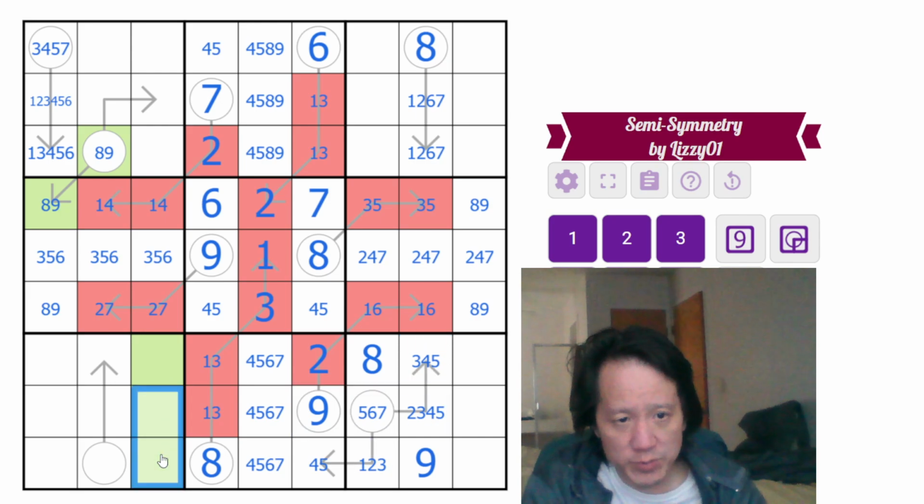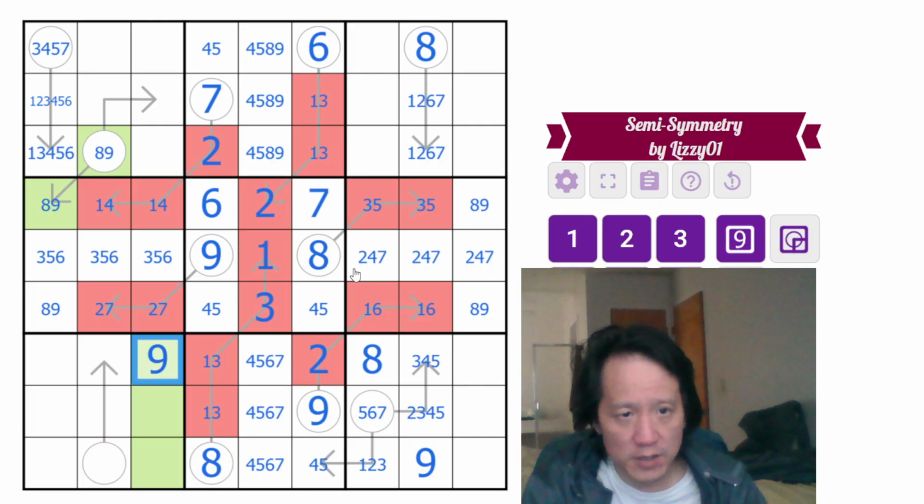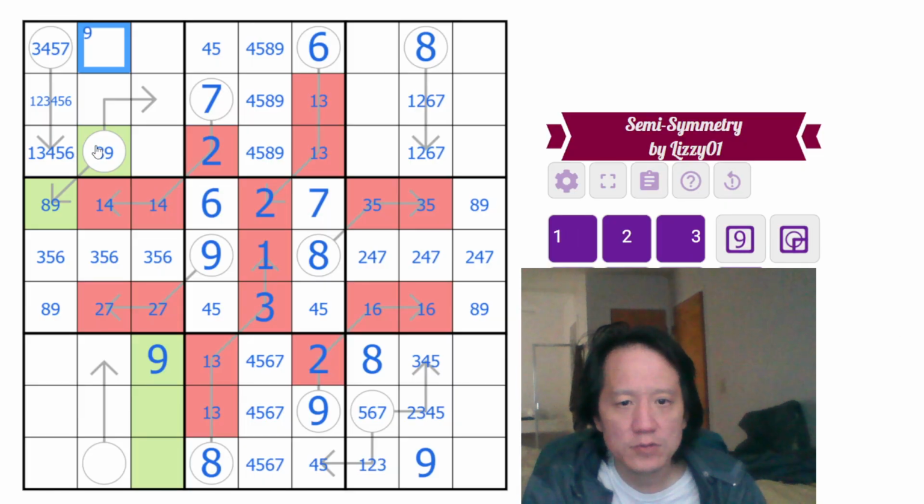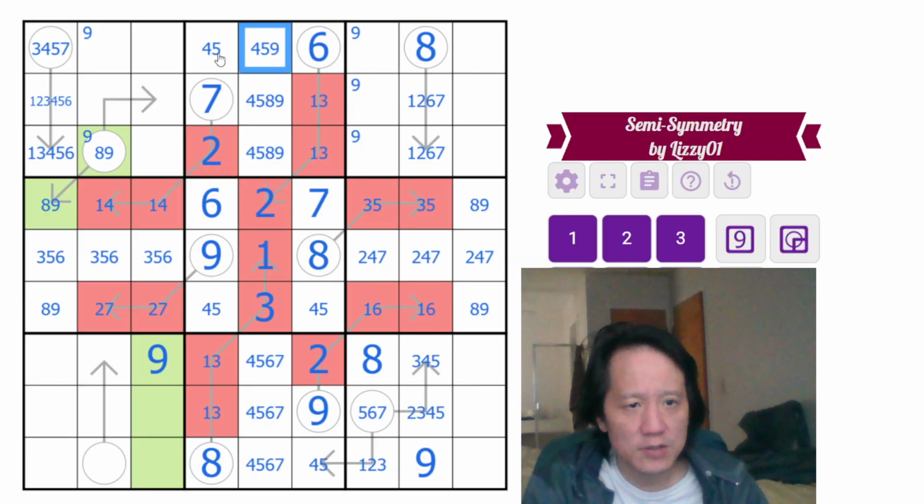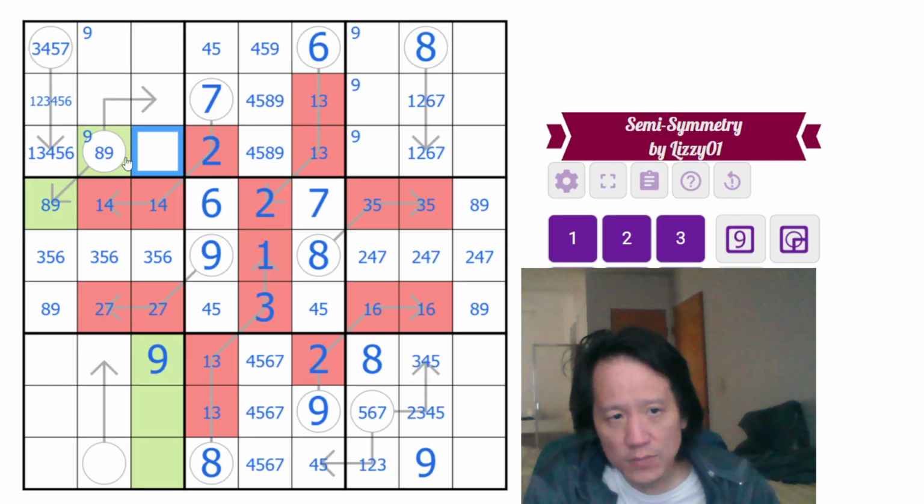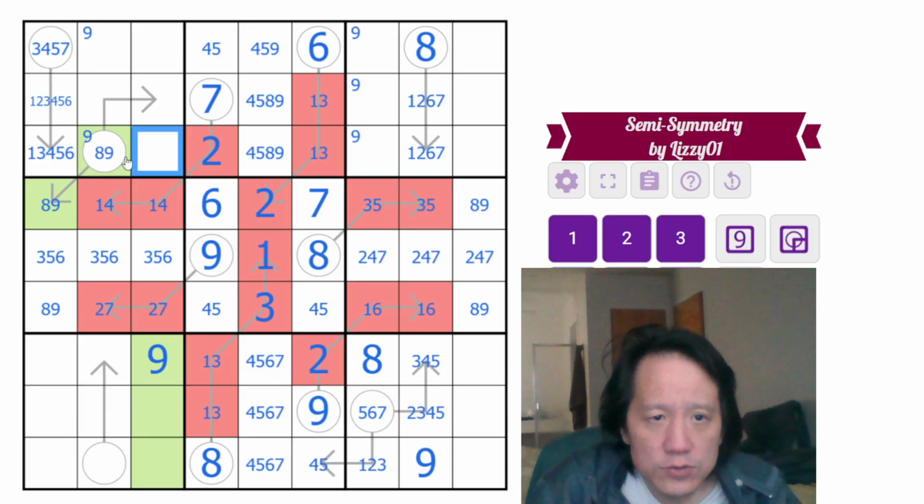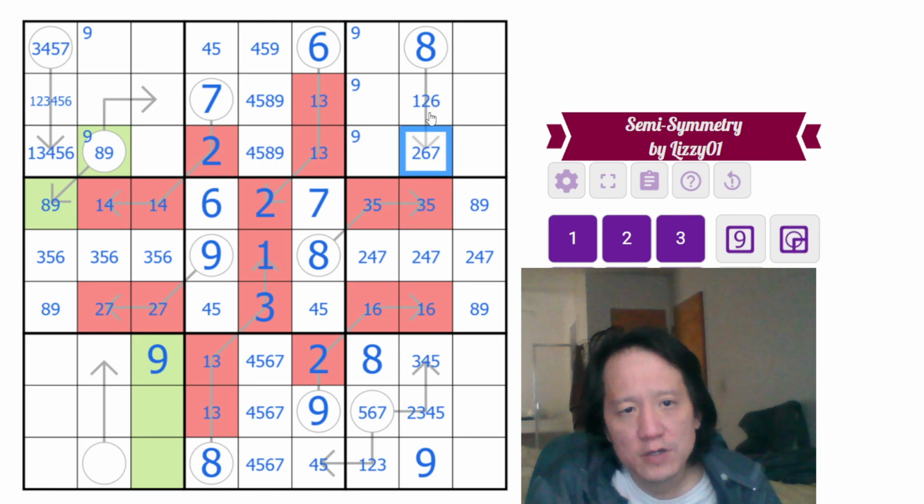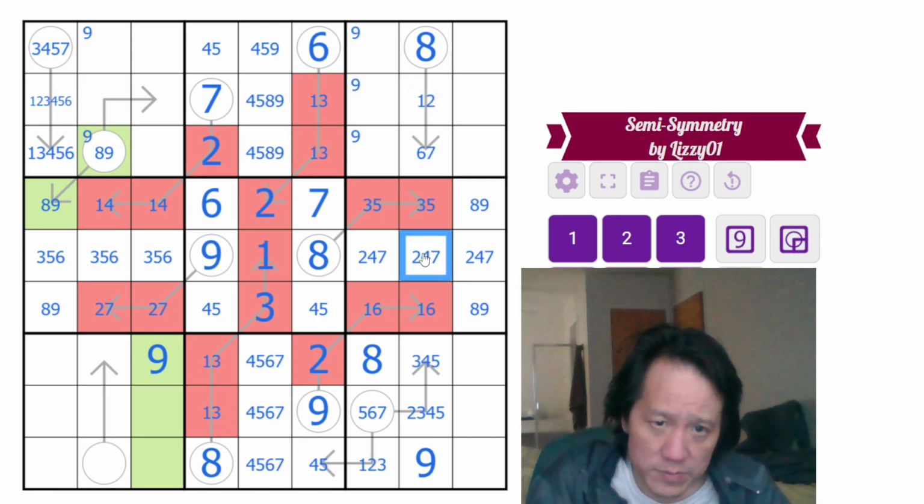So this is 9, which means these can't be 9. Which means 9 cannot be here, therefore this must be 9. This can't be 9, so 9 is one of these two. 9 is also one of these three. This can't be 8, obviously. 8 is one of these 4. This can't be 7, so this can't be 1. Can't be 2, so this can't be 6.